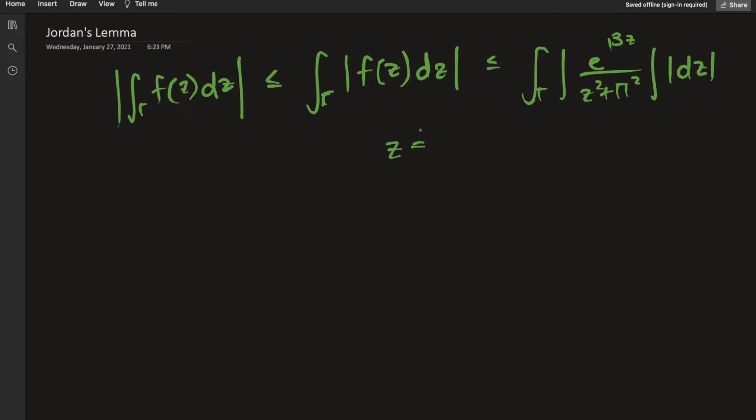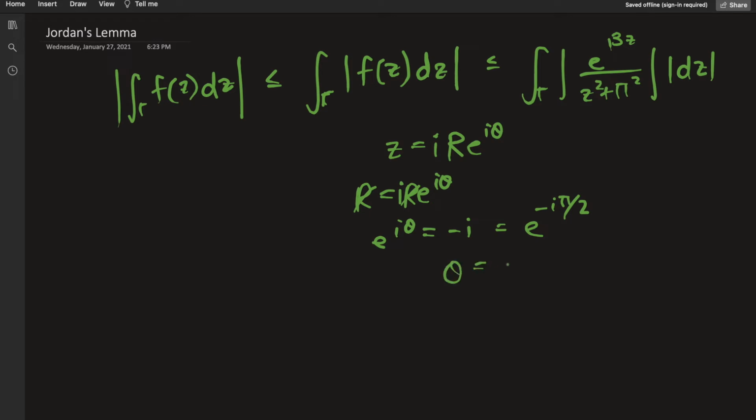But this time we will parameterize in such a way that z will equal i times r times e to the i theta, not r e to the i theta. We have this i factor, but the upper and lower bound of theta will change, because at the start point z is equal to r. So let's see what theta will be at the start point, the theta initial. e raised to i theta is negative i. Negative i is e raised to negative i pi over 2. You can check with Euler's formula, which means theta at the start point is negative pi over 2.